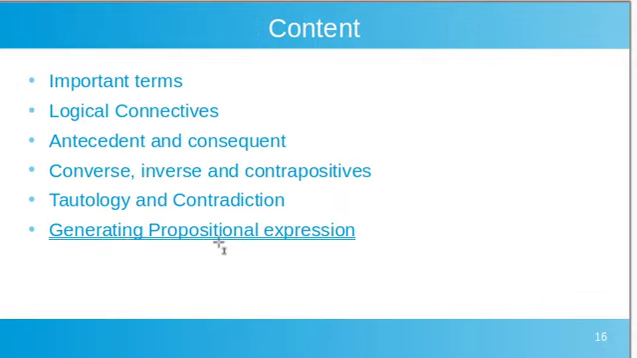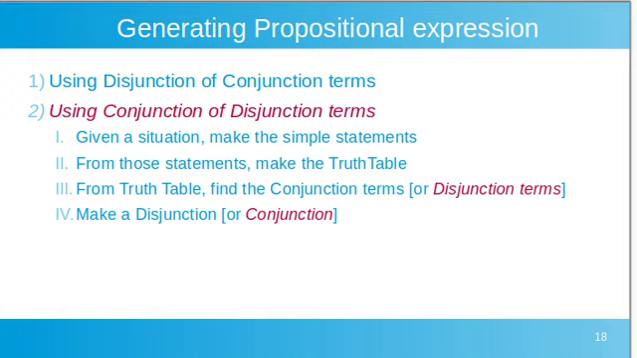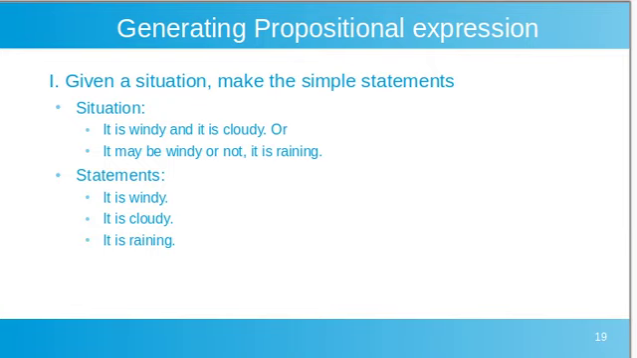Now how to generate a propositional expression. We can generate a propositional expression in two ways: using disjunction of conjunction terms or using conjunction of disjunction terms. Here are some rules. Given a situation, make the simple statements first, then from those statements make the truth table, and then from the truth table find the conjunction terms. In the first case, or for the second case, we have to find the disjunction terms. Then make a disjunction of those conjunction terms or a conjunction of those disjunction terms. So here we will see with an example.